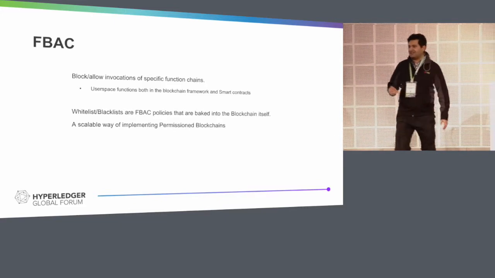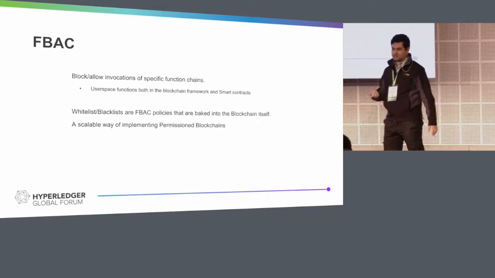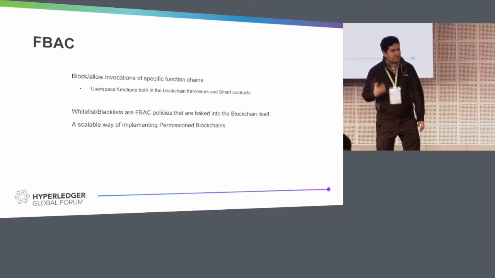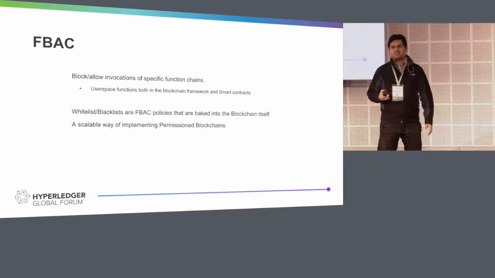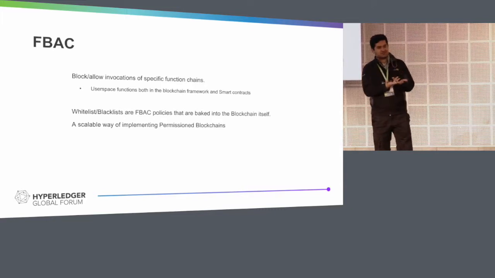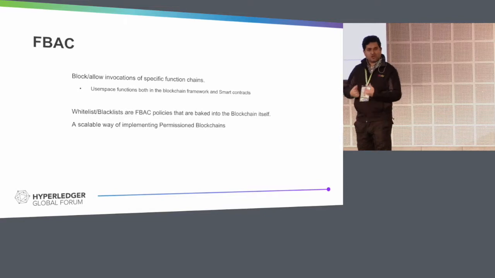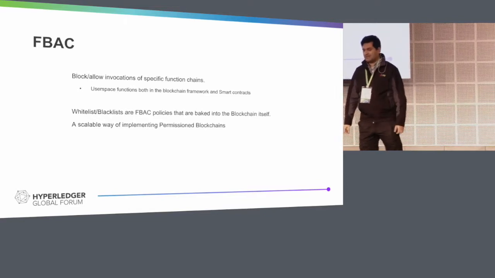Let that sink in. You can create whitelists and blacklists of such FBAC policies, right? That you can bake into the blockchain itself. So you use the blockchain to secure the data policies that will secure the blockchain, right? That's what it really does. It uses its own power to secure itself.